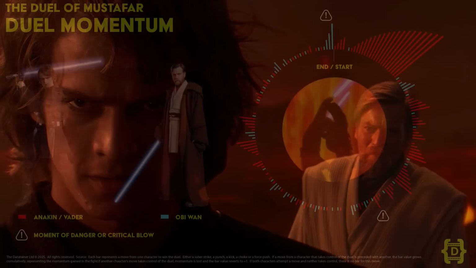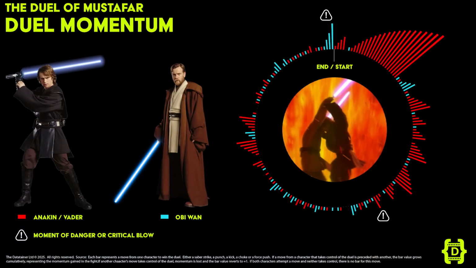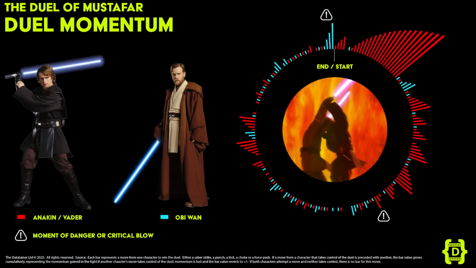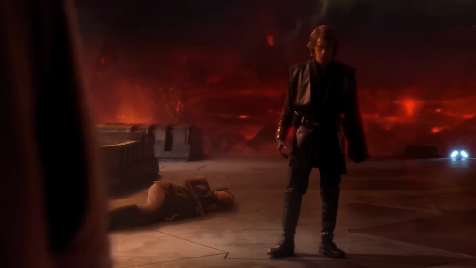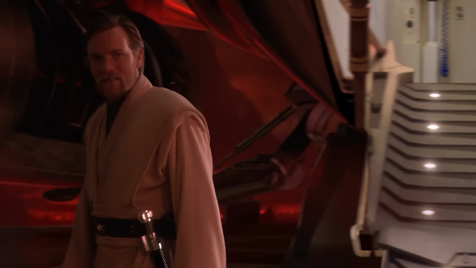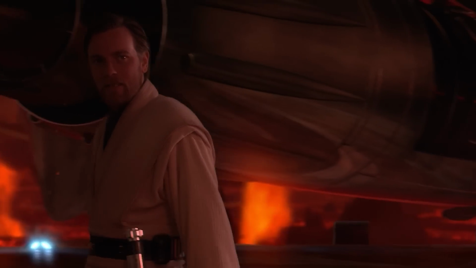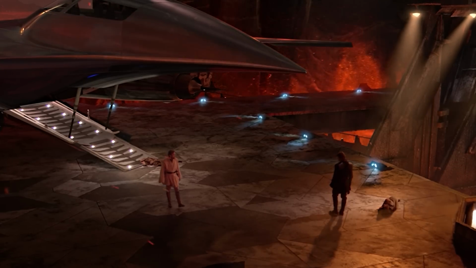Yet something less explored about this saber duel is how it represents Anakin and Obi-Wan's character and the dynamic of their relationship. So, in honour of the 20th anniversary theatre re-release of Revenge of the Sith, in this video I will use a data visualisation of the Duel of Mustafar to explain how it reflects the relationship between Anakin and Obi-Wan and what each one was thinking of the other as they battled until Anakin's tragic end.